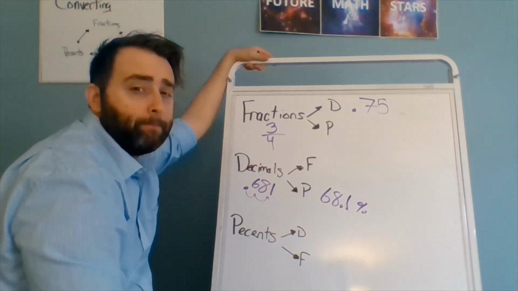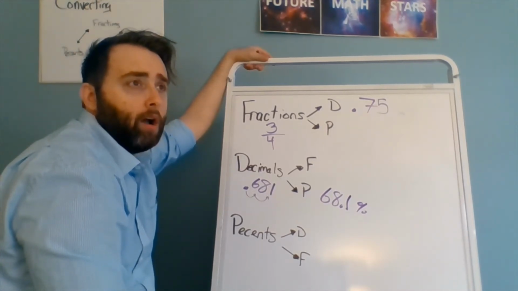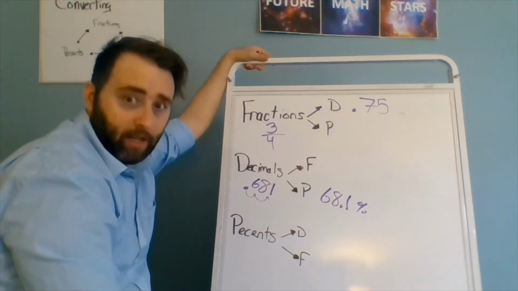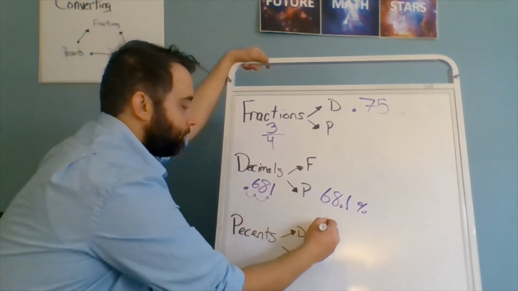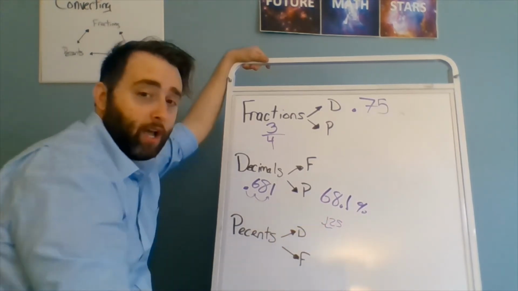I know yesterday we had an example. I think it was 1.25. And you slide it over twice. That's 125%. If it were 0.125, you slide over 2 times. That's 12.5%.